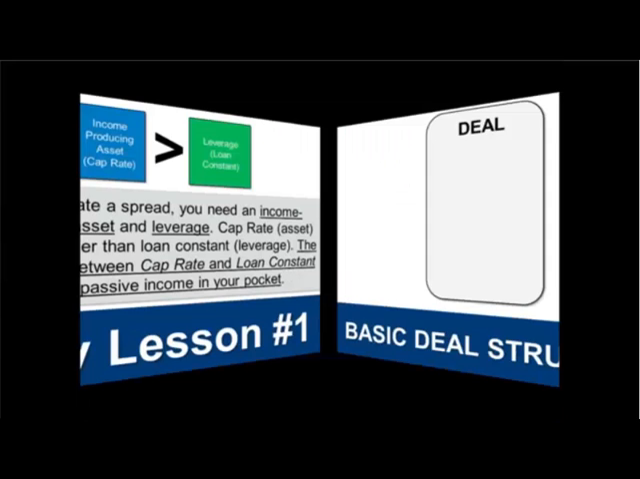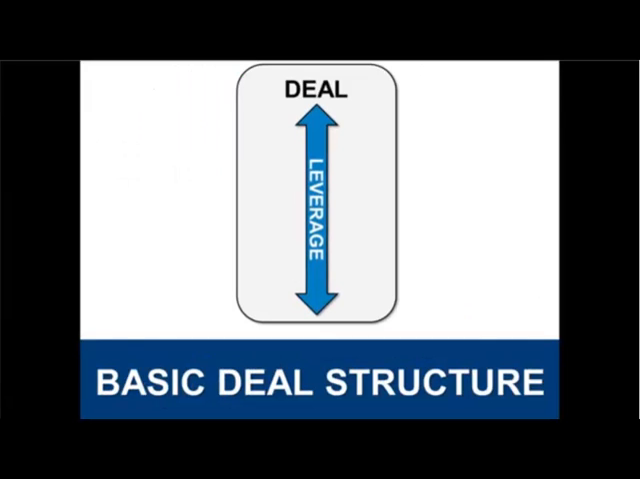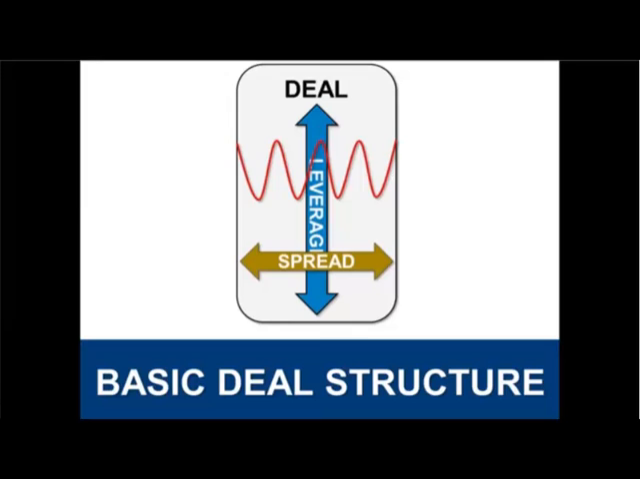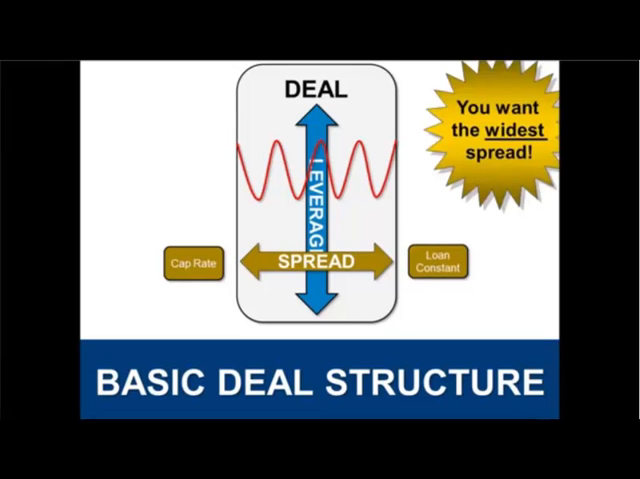So in a basic deal structure, when we looked at this deal earlier, Paul said for the skeleton, you've got leverage, you've got spread, and you've got the squiggly line, which we won't talk about in this training. Let's now focus on spread. The spread is nothing more than the difference between the cap rate and the loan constant, and you want that to be the widest spread possible.